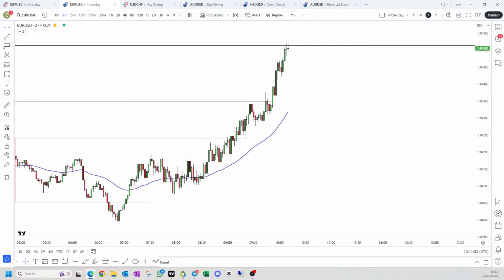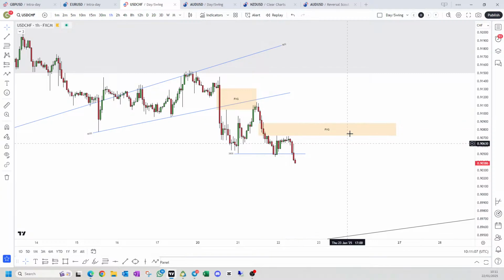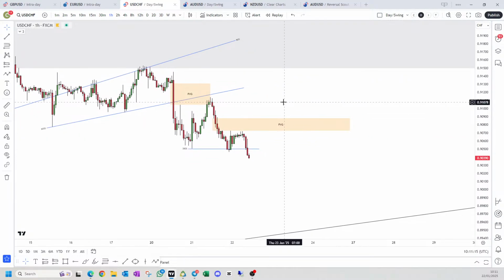Major areas of imbalance are fair value gaps, order blocks, areas of liquidity, so previous highs and lows. They're the main ones that I'd look for. I'd always look for them in confluence with a fib level, so that you have a defined area to take trades from.